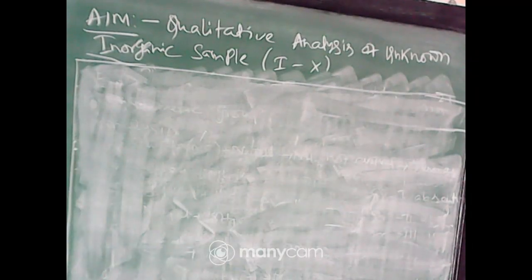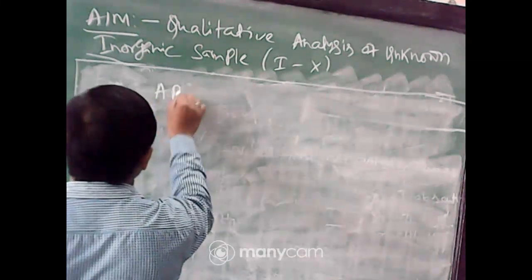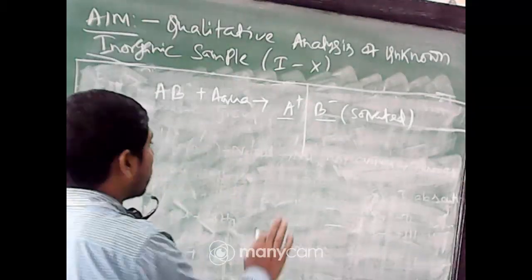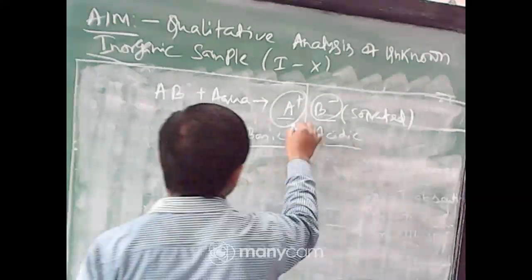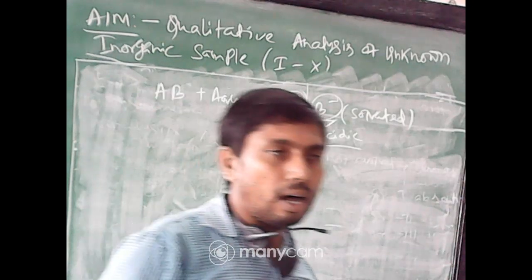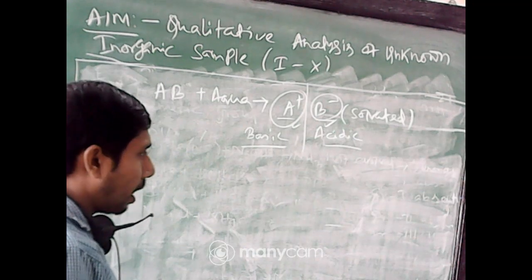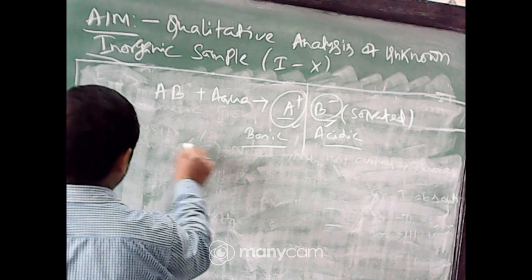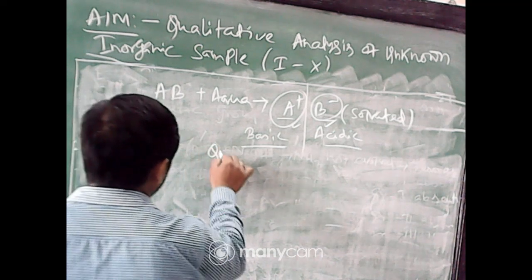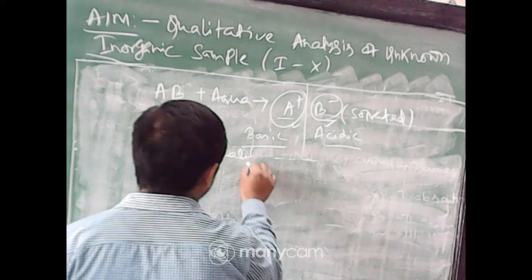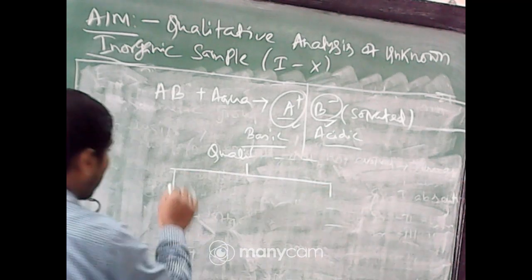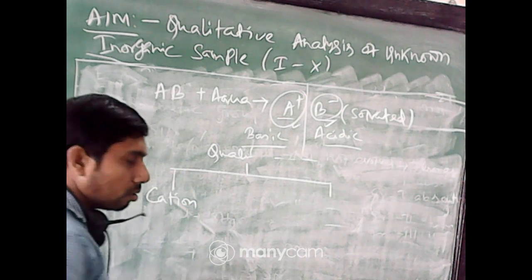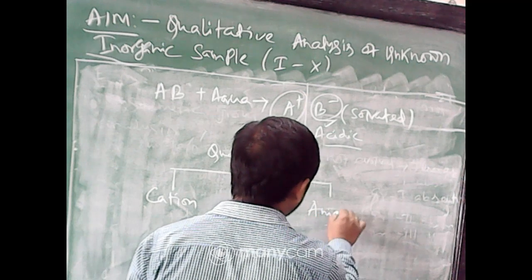Now A plus is the cationic part, or the basic part, and B minus is the anionic part, or acidic part. So this is the basic radical and this is the acidic radical. Now we can represent AB as any one sample; I will discuss that later on. Now we come to what we have to do: qualitative analysis is basically divided into two parts. One is the test for cations, and the other is the test for anions.